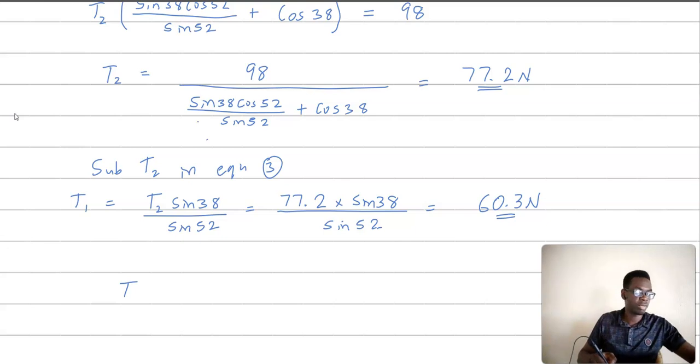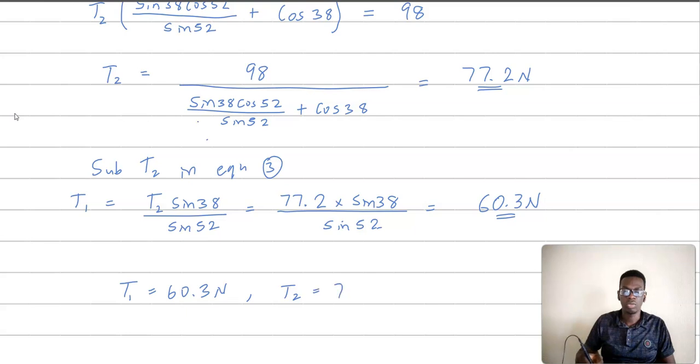Okay, so we have solved the question. The question says calculate the tension in both strings. So the direction of the tension points along the strings, and the magnitude is T1 equal to 60.3 Newton, and T2 equal to 77.2 Newton. Okay, so these are the results and final answer.